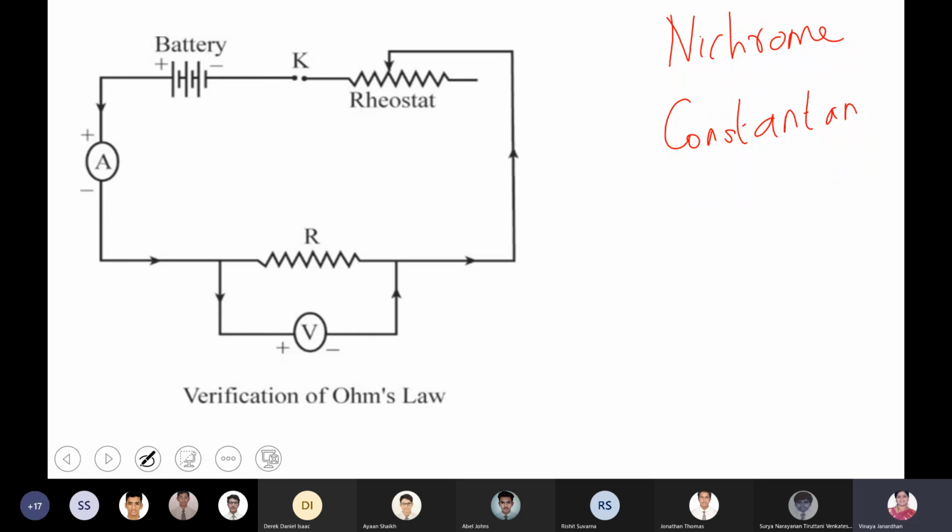The length of the wire is 1 meter. You need not find that, but the thickness of the wire will be given using a digital screw gauge, where you measure the thickness of the wire. Is that clear, boys? So this nichrome or constantan, a wire made up of an alloy, is represented by this. This is the wire of unknown resistance.